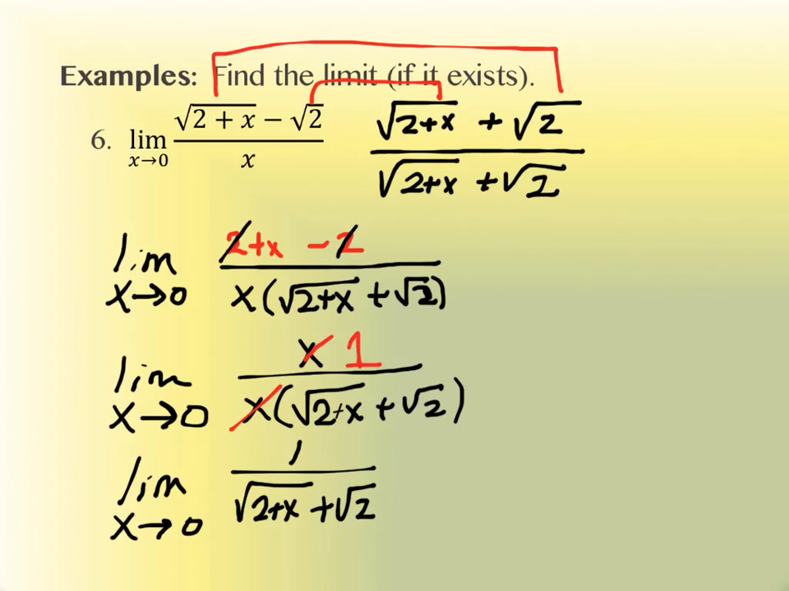Can I plug 0 in the denominator now? Sure can. I don't need a 0 in there anymore, so I'm good with that. I'm going to get 1 over square root 2 plus square root 2. So far, so good?